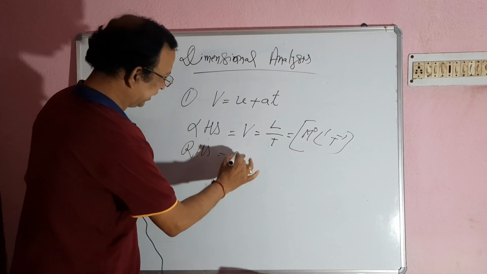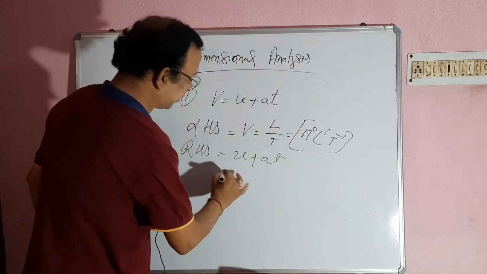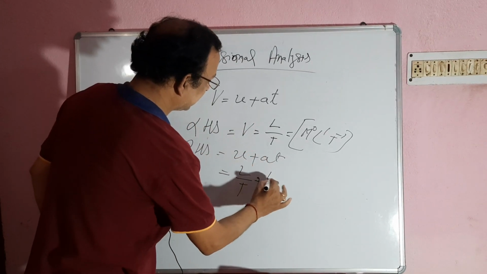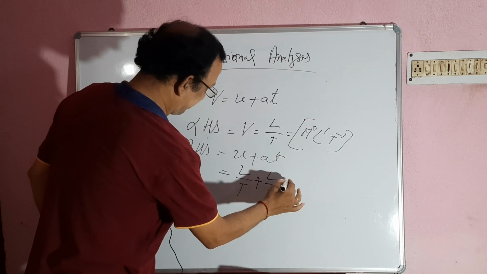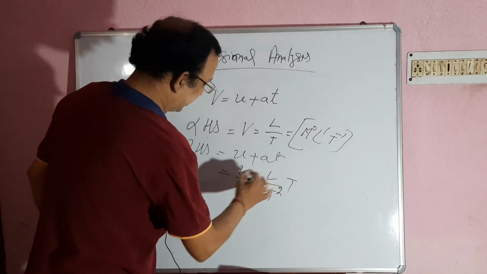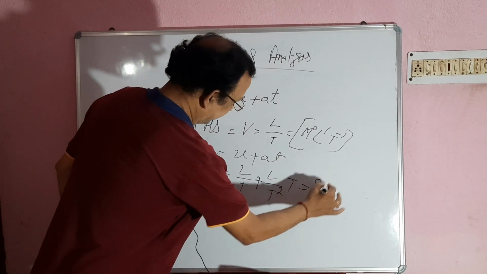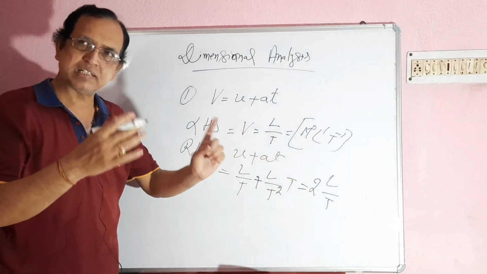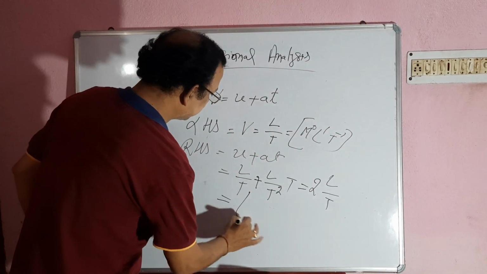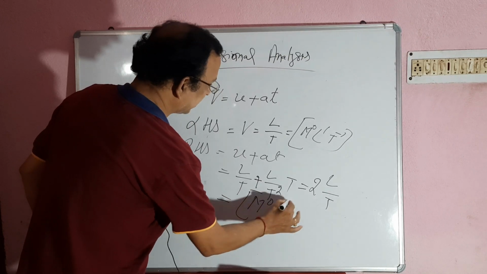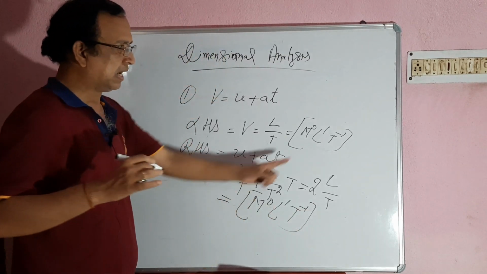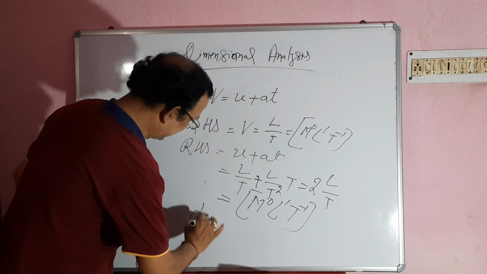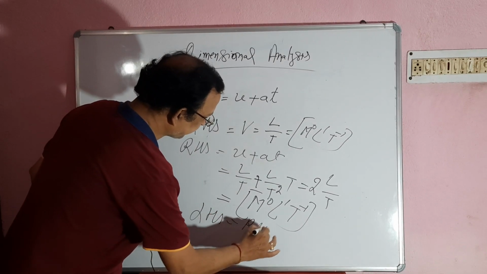RHS, U plus AT. U is the velocity, L by T. A is the acceleration, L by T square. T is the time, that is T. So T cancels, that is L by T, 2L by T. The 2 is a number which is ignored, that is dimensionless. So the dimension is m0, L1, T minus 1. LHS is m0, L1, T minus 1, RHS is m0, L1, T minus 1. So LHS is equal to RHS. Proved.